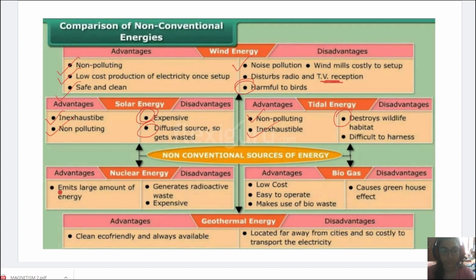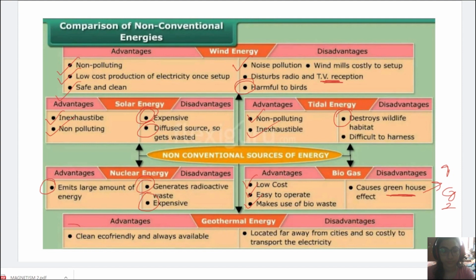Nuclear energy again emits a large amount of energy, but it is very risky, generates radioactive waste, and is expensive as well. Biogas, again low cost, easy to operate, makes use of bio waste. Bio waste, cow dung, human excreta, everything. And it's low cost as well. How much does it cost really to gather? But greenhouse effect. Why? Because CO2 is getting released.